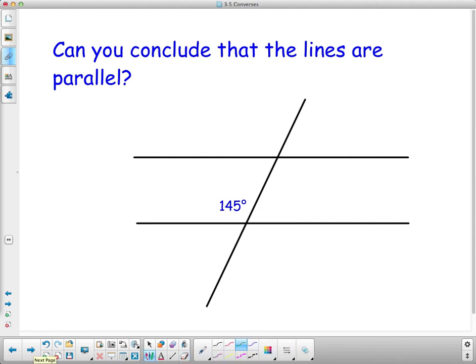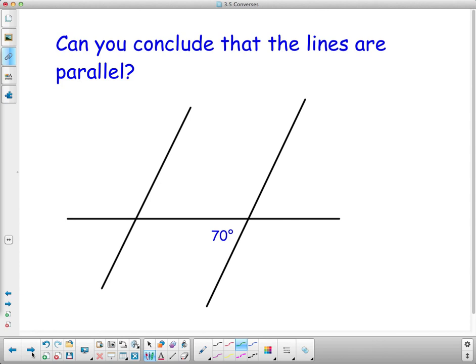If I put 145 degrees right there, are the lines parallel? Show me. All right, this one should have been yes. Now, what's the support for this one? Converse of the alternate interior angle theorem, correct.